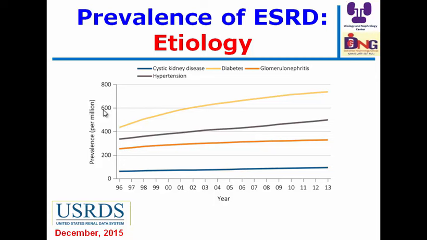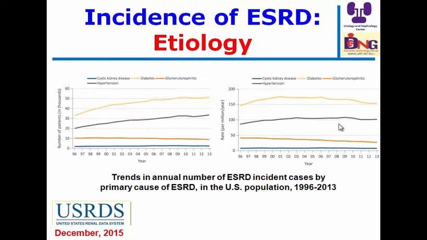So diabetes, besides hypertension, glomerulonephritis, and cystic kidney disease, are the major causes of end-stage kidney disease, and diabetes is the leading cause through the years. Regarding the etiology, among the newcomers each year, diabetes is still the most common cause of end-stage kidney disease. So diabetes is an important disease because it is a very common cause of end-stage kidney disease.